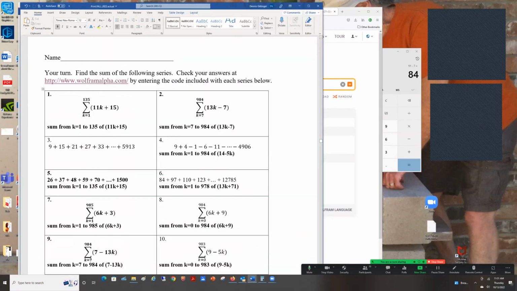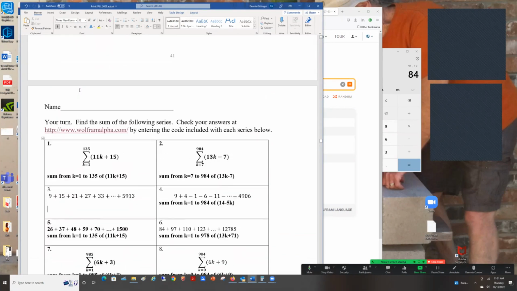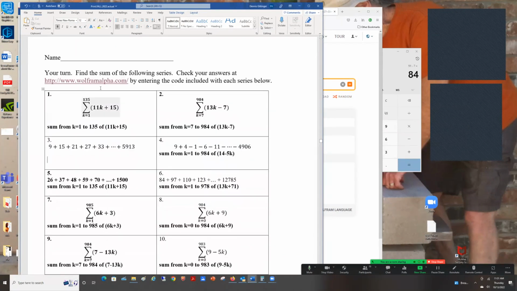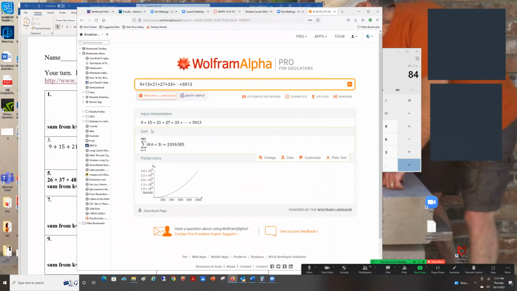There's a link to it right there on page 42. You can click on that and input your code. Make sure that when you do that, the input interpretation comes up to be equivalent to what we have on the actual problem. Notice that when you just list a string of numbers, you just put plus dot dot dot. Don't put any spaces between the pluses and the dot dot dots.